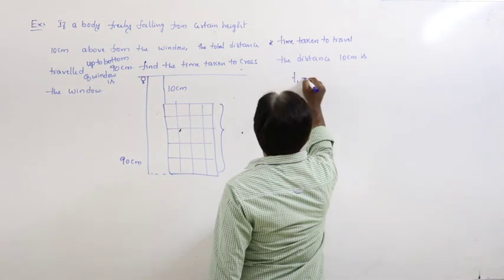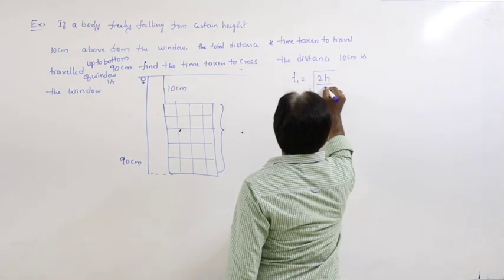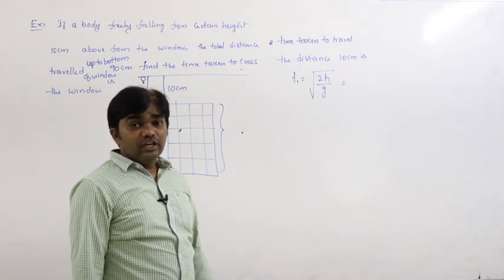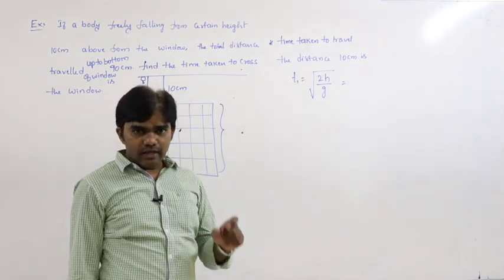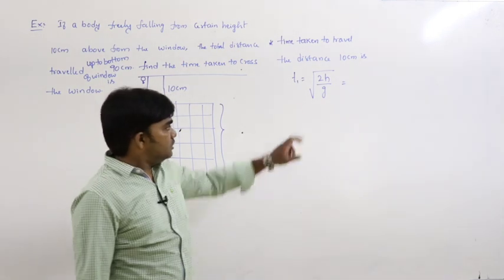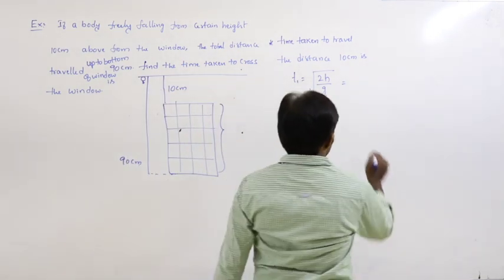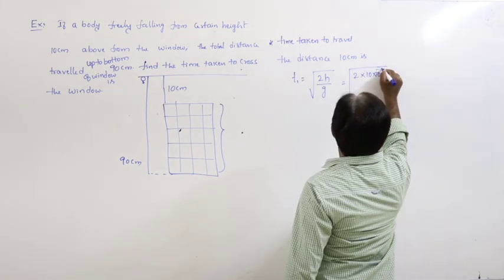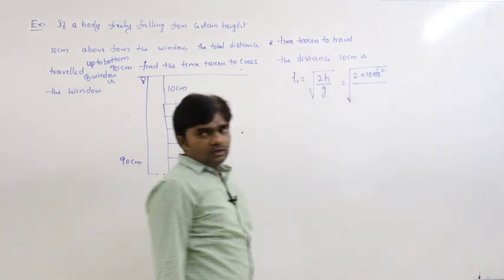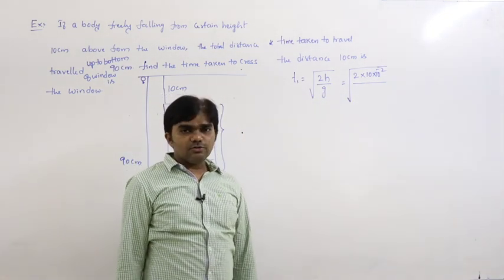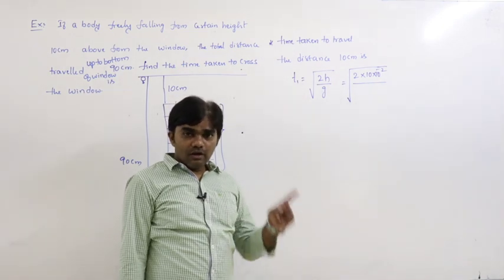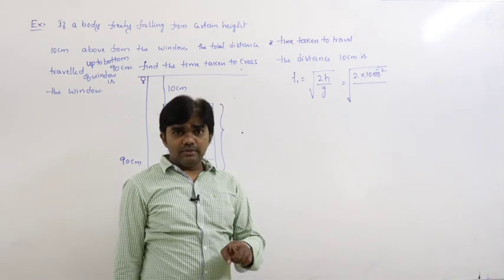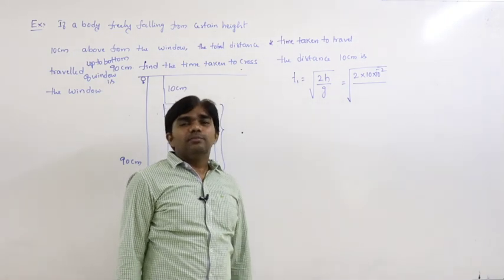So T1 equals under root 2h by g. For any freely falling body, if the height is mentioned, time can be written as under root 2h by g. So that equals under root 2h, where h is 10 centimeters. Centimeters convert into meters. 1 meter equals 100 centimeters, so 1 centimeter equals 10 power minus 2 meter.